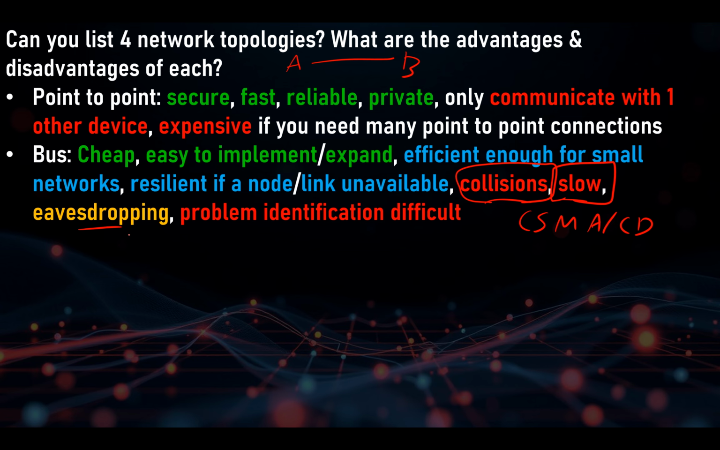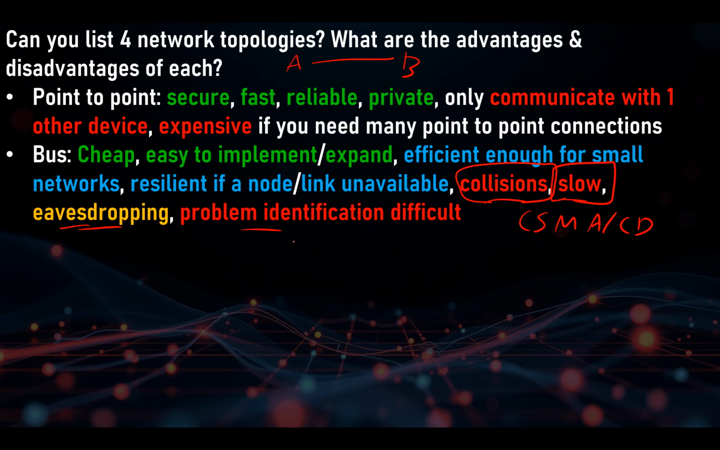Also eavesdropping, so this is where people can listen in. Now, I've put this in orange because if the data is encrypted, it should be okay. Although, as mentioned, they can still see who's sending to who, how much data, what time, just various sending patterns.